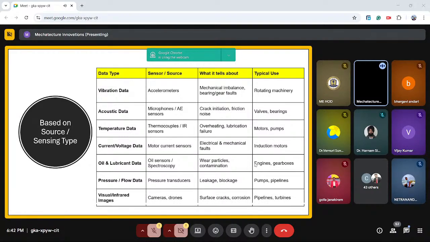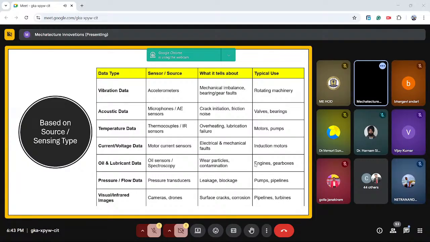And lastly is visual data. For example, drones. When the drone is flying near the Indian border, using infrared radiation, they can predict the presence of unwanted persons, right? So such things are possible by simply looking at the object and identifying what is present in the object to give the conditions. So from the machine, sometimes the vibration of the machine is clearly visible, or some external cracks are clearly visible. Okay, so these are the data that are collected based on the sensing type or sensors.